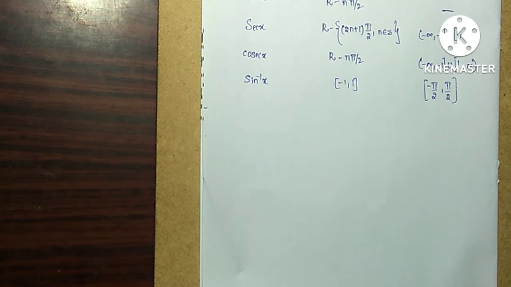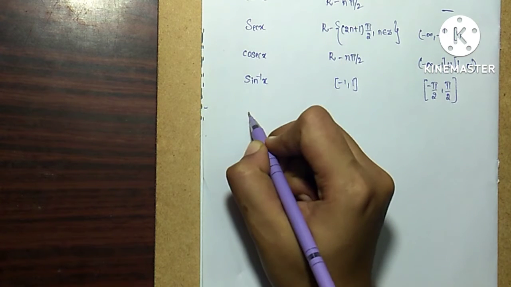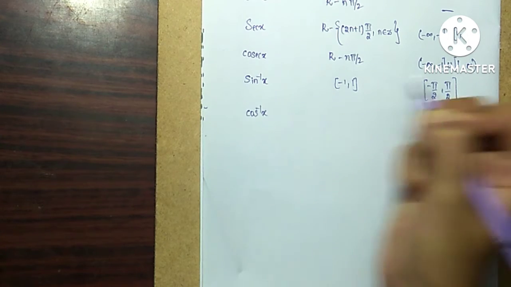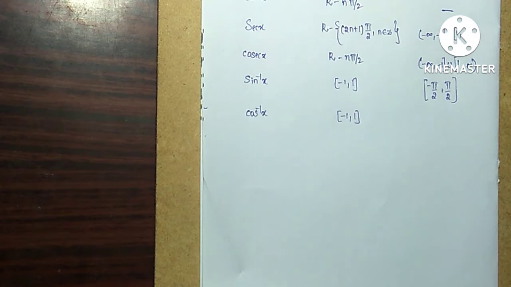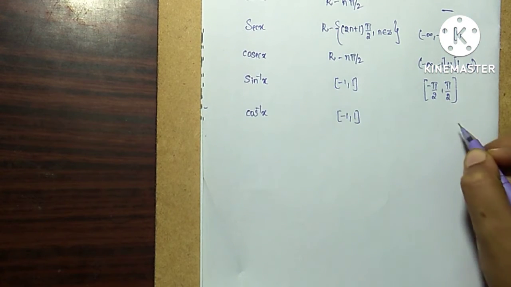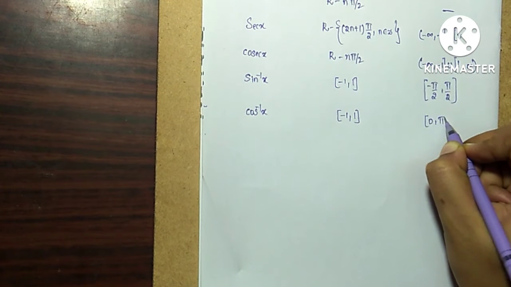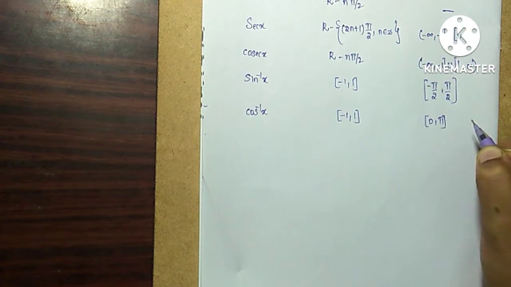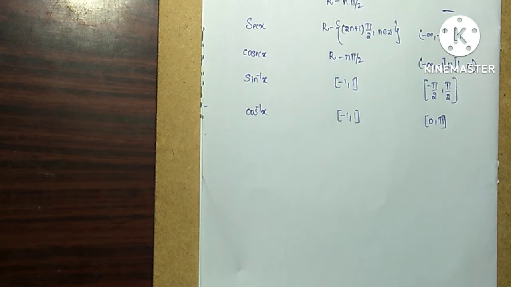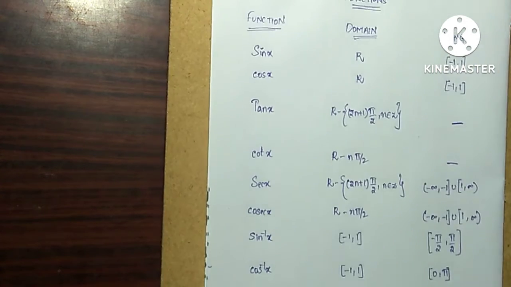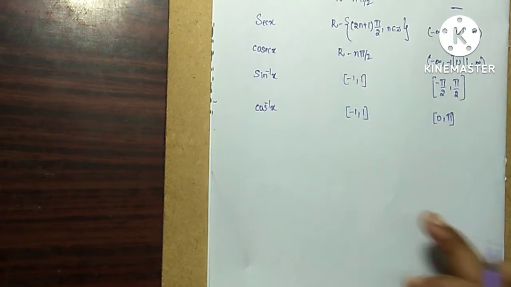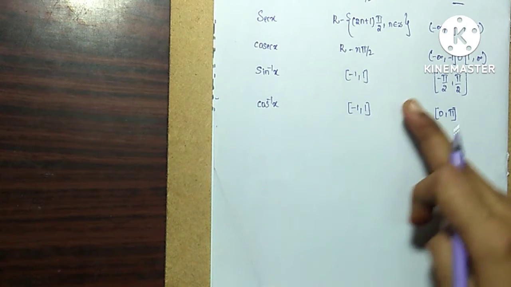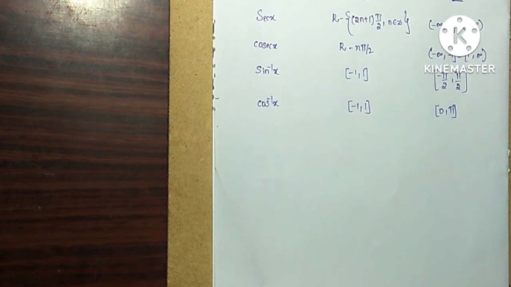Now we will jump to cos inverse x. The domains of sin inverse x and cos inverse x are the same, so [-1, 1], and the range of cos inverse x is [0, π]. On both sides we have to place the closed bracket, not the open bracket. So for sin x and cos x, the ranges are the same and domains are also the same. And for sin inverse x and cos inverse x, the domains are the same but the ranges are different.